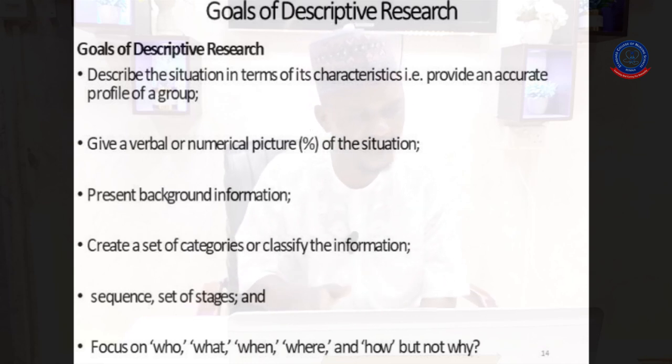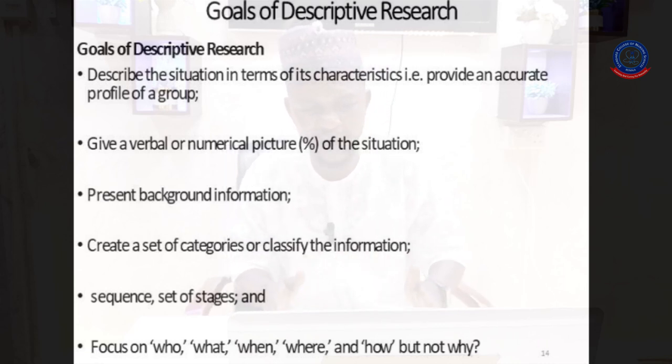The goals of descriptive research: one is to describe the situation in terms of its characteristics and provide an accurate profile of a group. You provide a correct profile of a particular group. Give a verbal or numerical picture, in percentage, of the situation. You must make your findings known, in percentage. Present background information. For example, after selecting your topic, you have to do what is called the introduction, a background of the study. You have to give a brief history, how these things started, how these things are.